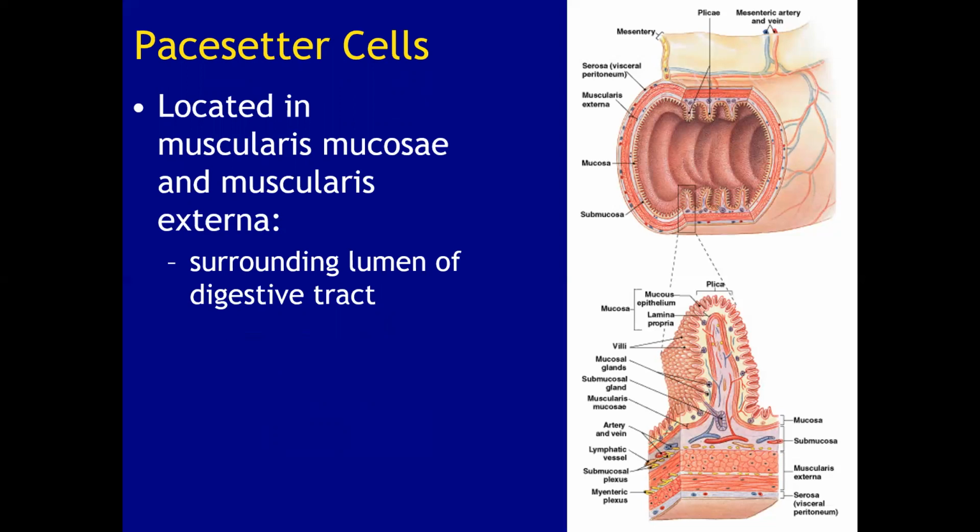So your pacesetter cells are going to be found in the muscularis mucosa and the externa, and all of that is surrounding the lumen of your digestive tract. Remember, your lumen is this space, right? It would be like the center of a hose.